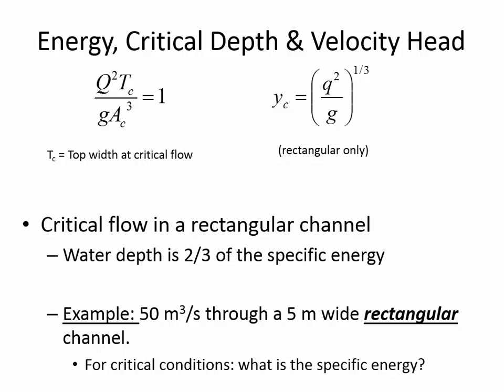If you have critical conditions for critical flow, it works out that the critical depth in a case like that is 2.168 meters if you solve for the critical depth using that rectangular formula there. Well, the specific energy is 3.252 meters. And so that depth is 2/3 of the specific energy.